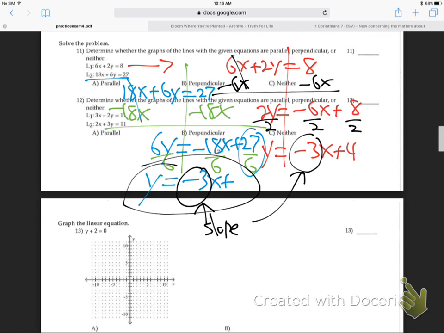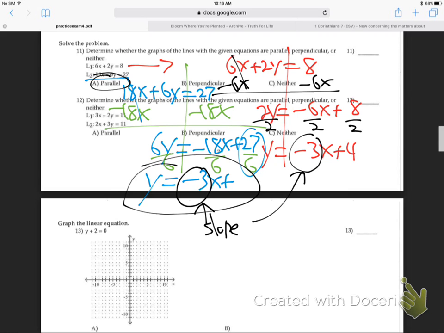So what does that mean about those two lines? Parallel. Option A. And I hope nobody did C or D on this one. So that one's parallel because the two slopes came out the same.